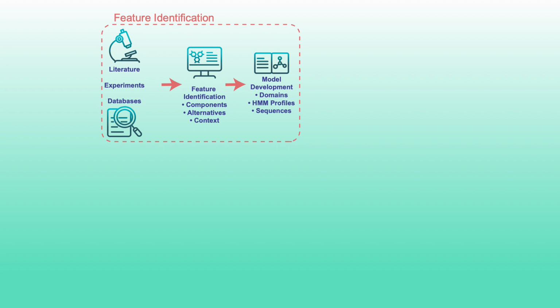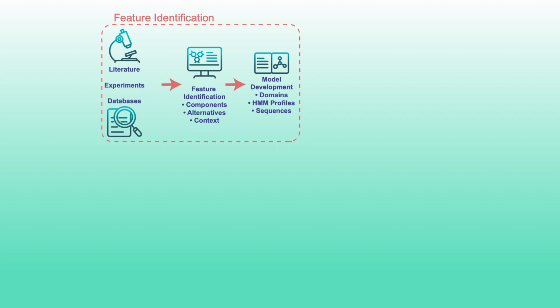The feature identification process involves the definition of what you want to search for. This step typically starts with information gathering. You start with an interesting feature that you want to search for, for example, a metabolic pathway or an enzyme complex. You then gather as much information about this feature as possible. This can be from previous studies, new experiments, or from annotation databases. The goal here is to understand what the essential and non-essential components of your feature of interest are, and if there are any alternatives to the components that you've identified.